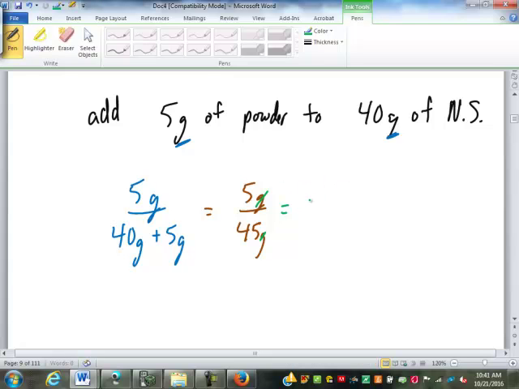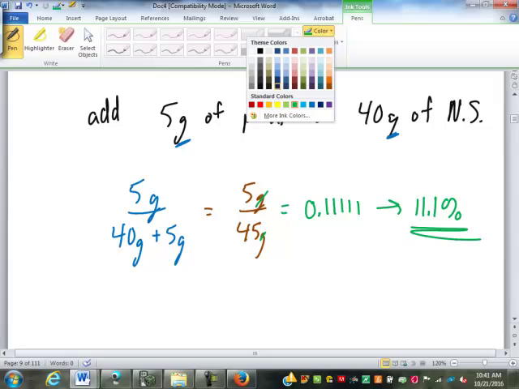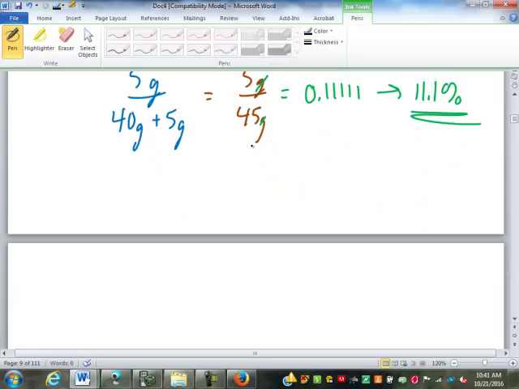5 over 45 divides out to be 0.11111. So that would be 11.1, depending on, we're going to go to the 10th of a percent. So 11.1%, we're going to call that. So a little bit different than that one.